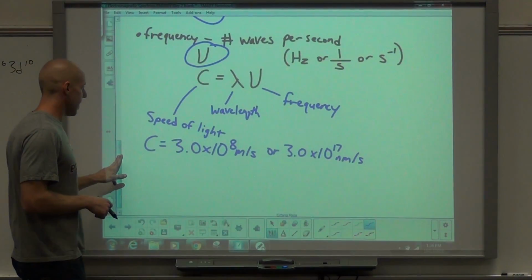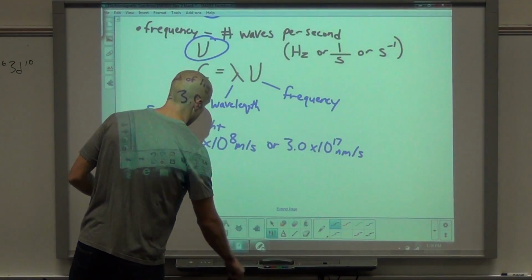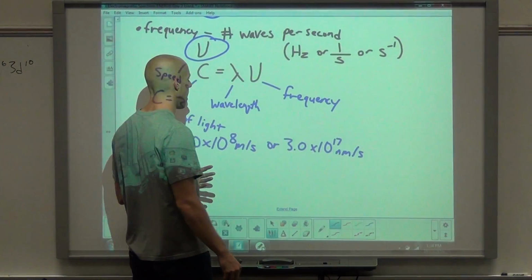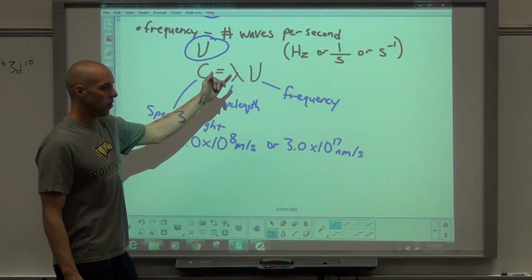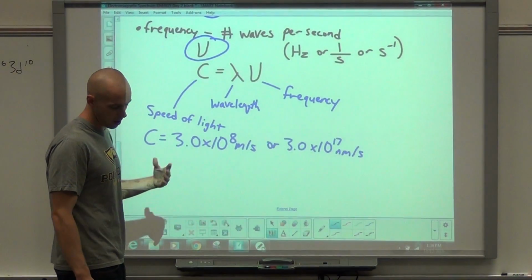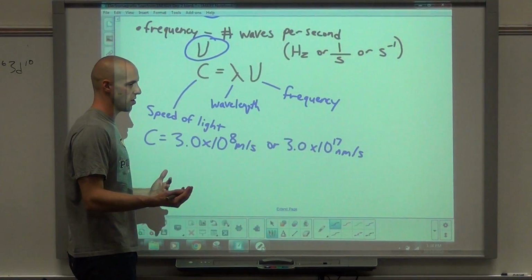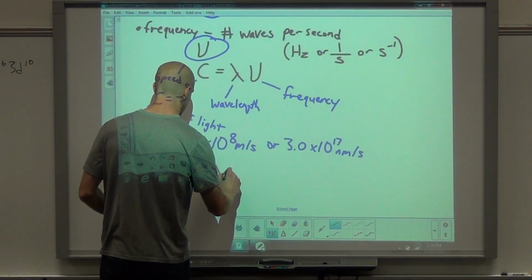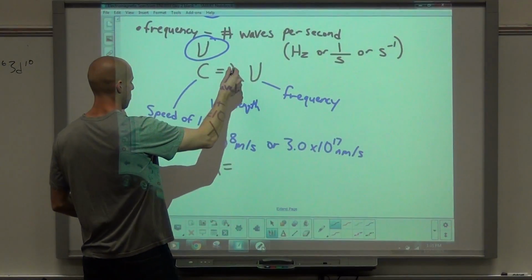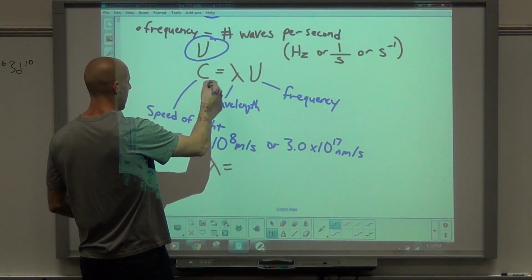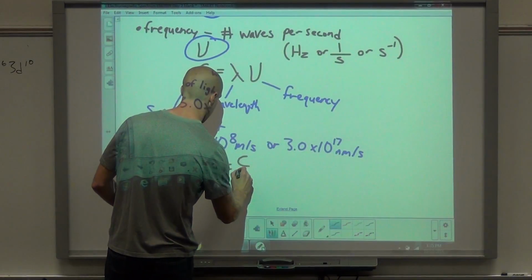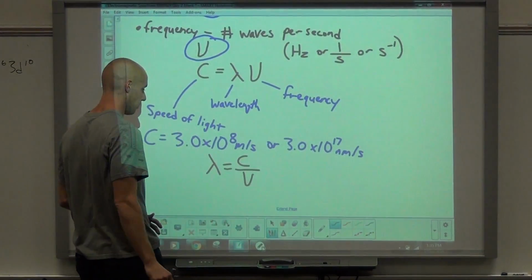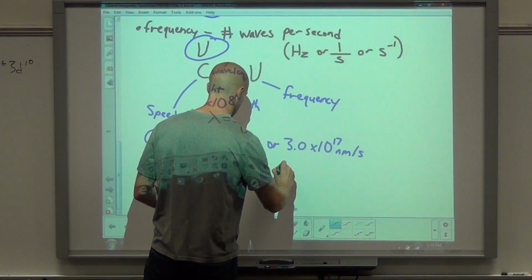Because C is a constant, we're not going to ask you to solve for C, because we know it's going to be the same every time. So if we know either the wavelength or the frequency, we can determine the other one. Underneath your formulas, you might want to write these two. It's just a rearrangement. The ones that we're going to be solving for are wavelength and frequency. If we rearrange this, wavelength is equal to the speed of light divided by frequency. So we'll write C divided by our frequency.